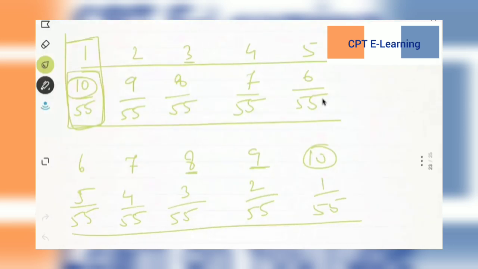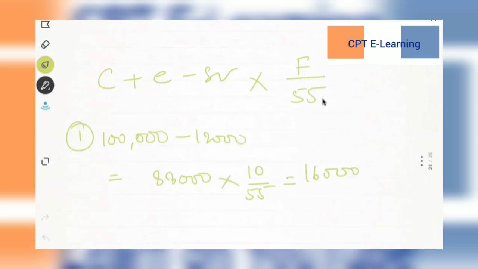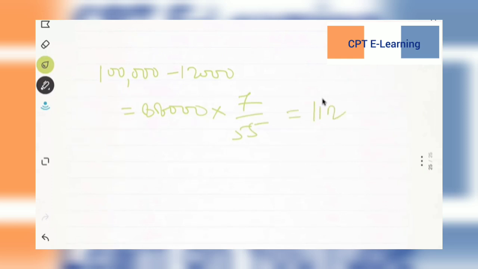Let's find out the depreciation for the fourth year. For that, remember what will be the factor for the fourth year? The factor for the fourth year is 7 divided by 55. So what we have to do is simple. 1 lakh minus the salvage value, that is 12,000. This gives us 88,000 multiplied by 7 divided by 55, and we get 11,200.